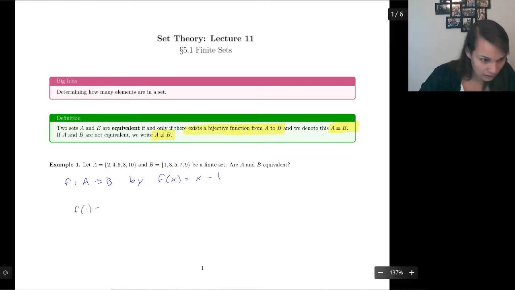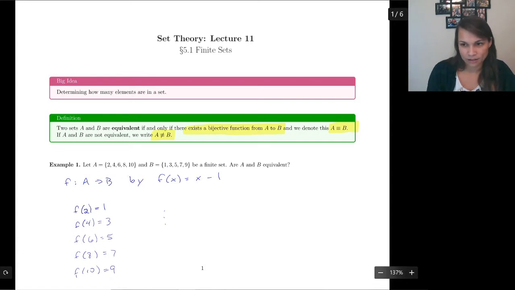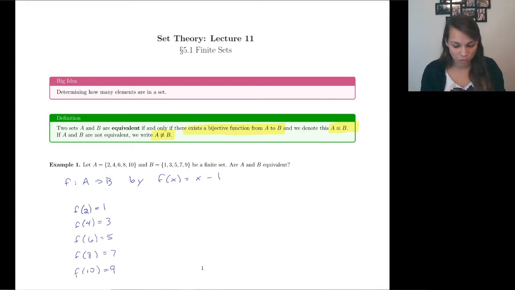So f of 2 is equal to 1, f of 4 is equal to 3, f of 6 is equal to 5, f of 8 equals 7, f of 10 equals 9. Notice I did not do any sort of dot, dot, dot. That does not fly if you are trying to prove that this is one-to-one or onto by listing things out explicitly. You have to list them out explicitly.